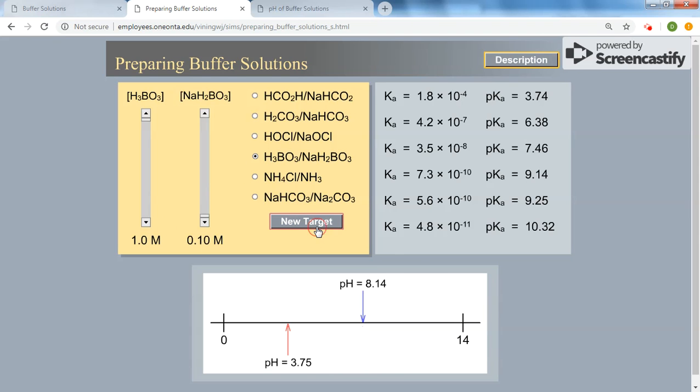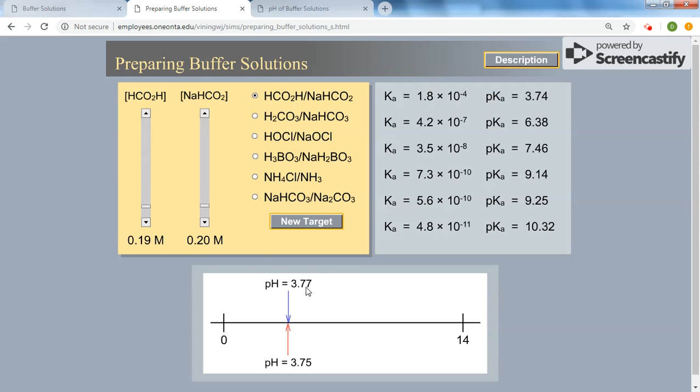So if I, for instance, try another target, you can see it's 3.75, so it's nearly bang on for that one. Whoops, there. And now we just change this, remove the acid, and we could perhaps increase the base. Now, notice that if I keep to the same concentration of acid and base, same ratio, then it doesn't matter. As long as I keep to the same ratio, I will always have the same pH.